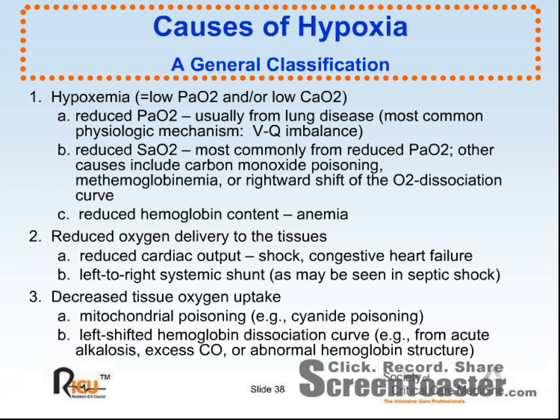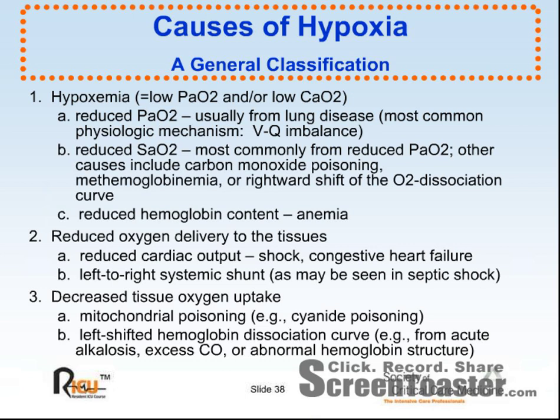Reduced oxygen delivery to the tissues is a result of reduced cardiac output, as seen in shock states or congestive heart failure, as well as left to right systemic shunts. Decreased tissue oxygen uptake is a result of mitochondrial poisoning or left-shifted hemoglobin dissociation curves.